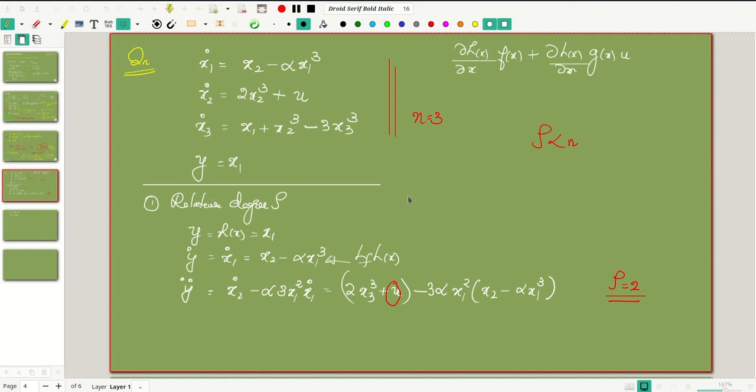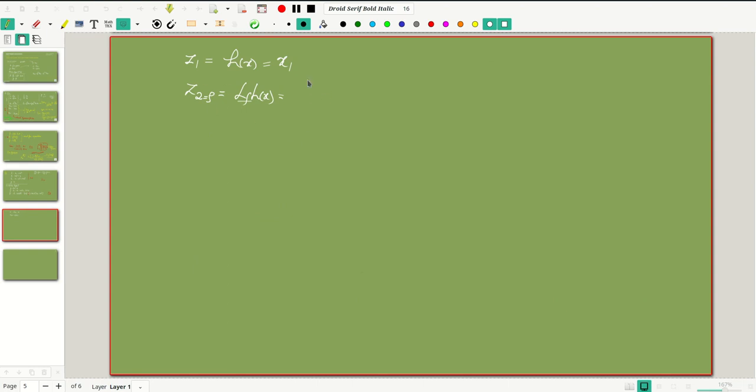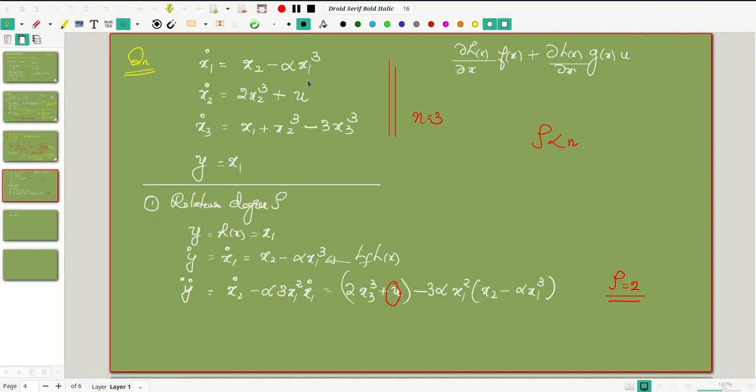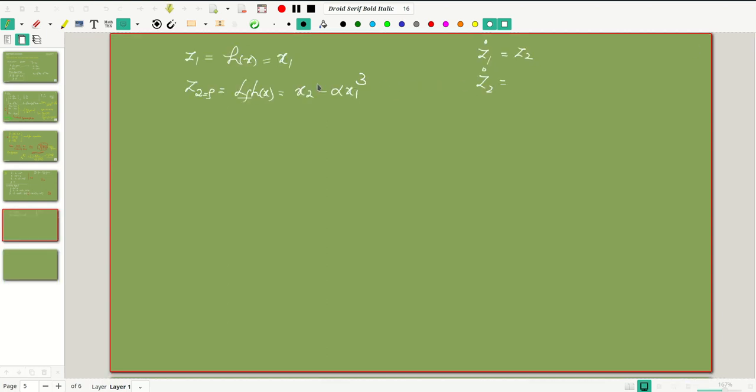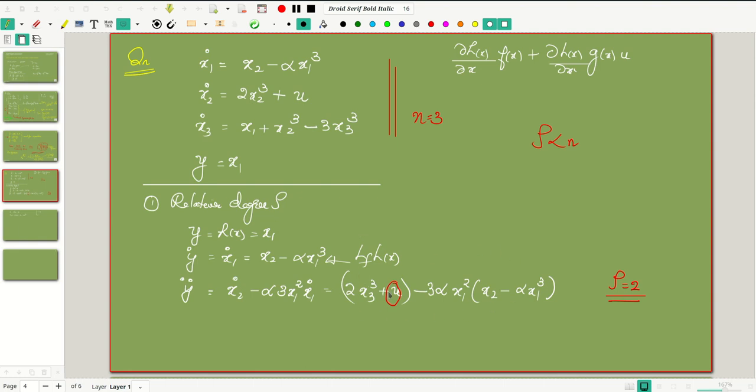Inside this there is no L_g term, because here y dot does not have an L_g term. So this is what? x2 minus alpha x1 cubed. So this is x2 minus alpha x1 cubed. Everyone keep doing this, otherwise you will not understand this problem. x2 minus alpha x1 cubed. So what is x1 dot? z1 dot is equal to z2. z2 dot is equal to nothing but what we got here, the third one, this part is z2 dot.